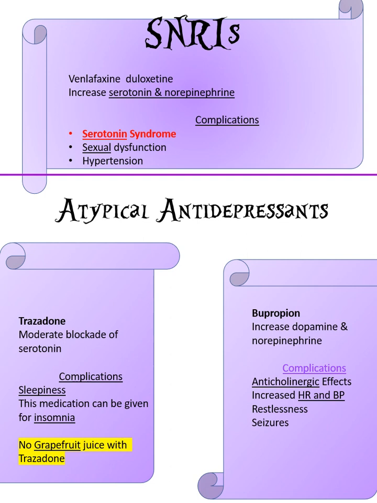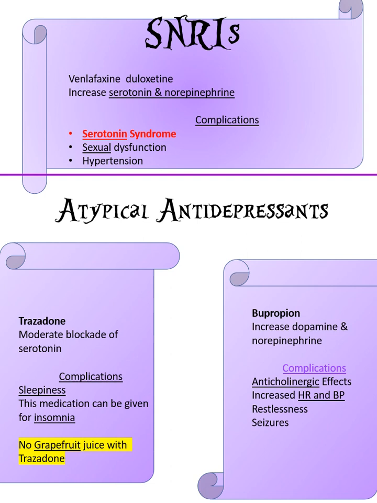And then we have our atypical antidepressants. Typically we're going to see trazodone used for insomnia because of the sleepiness that it brings, and we can't have grapefruit juice with that. And then we have our bupropion, which is our Wellbutrin. This is one we see a lot. This one's going to increase dopamine and norepinephrine.